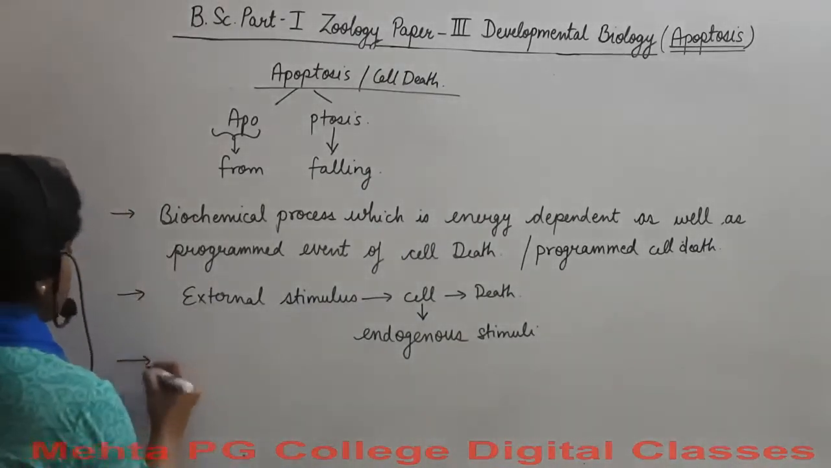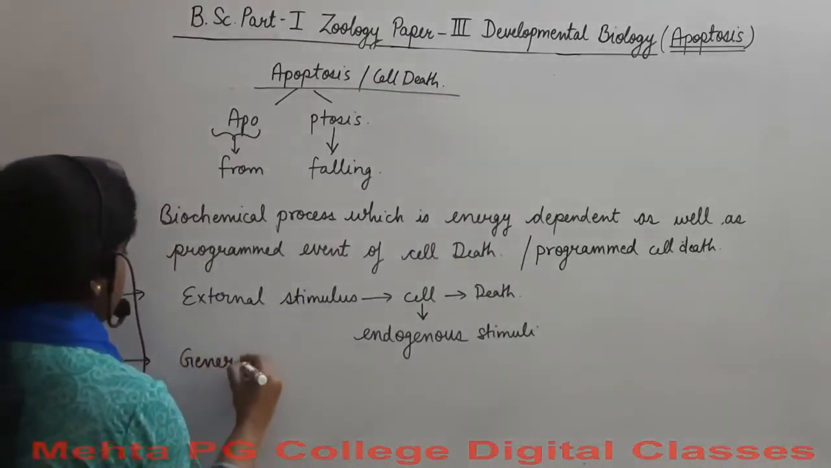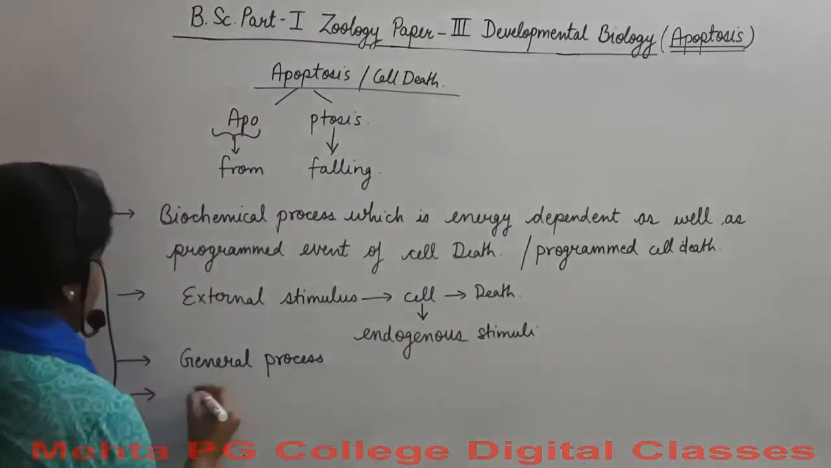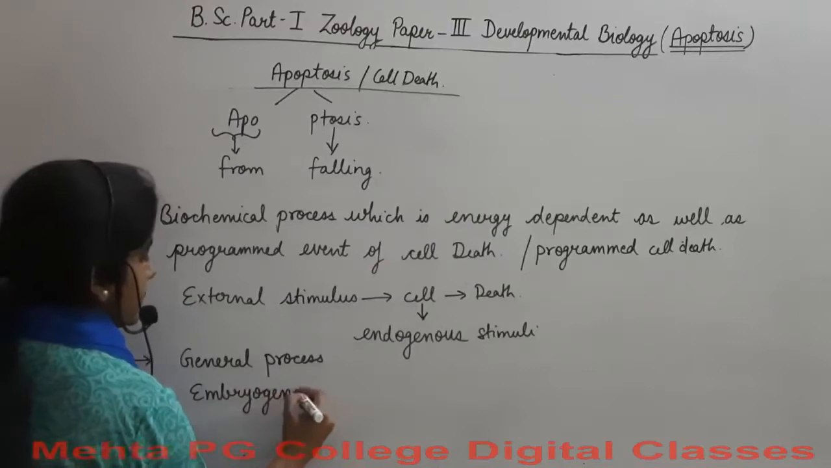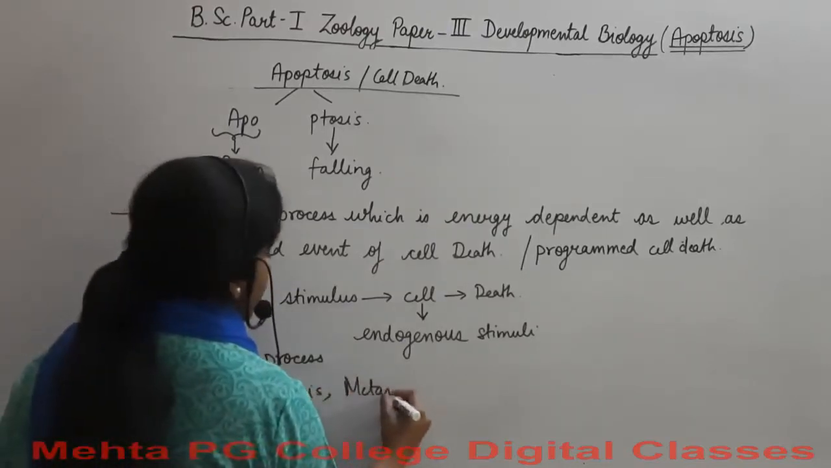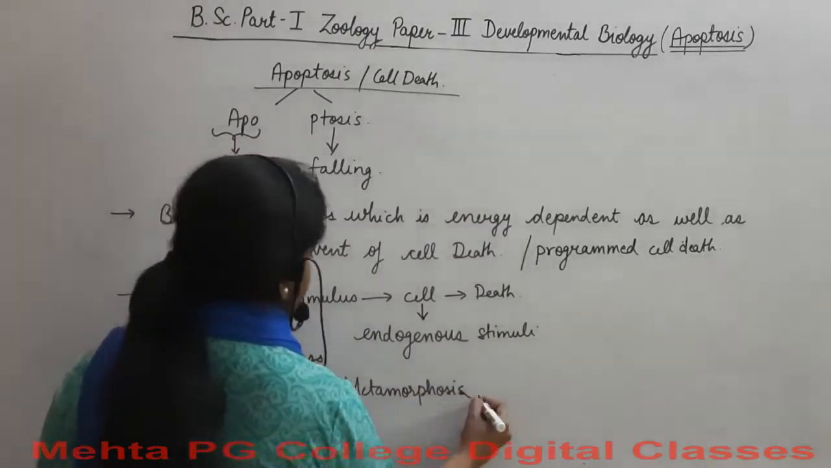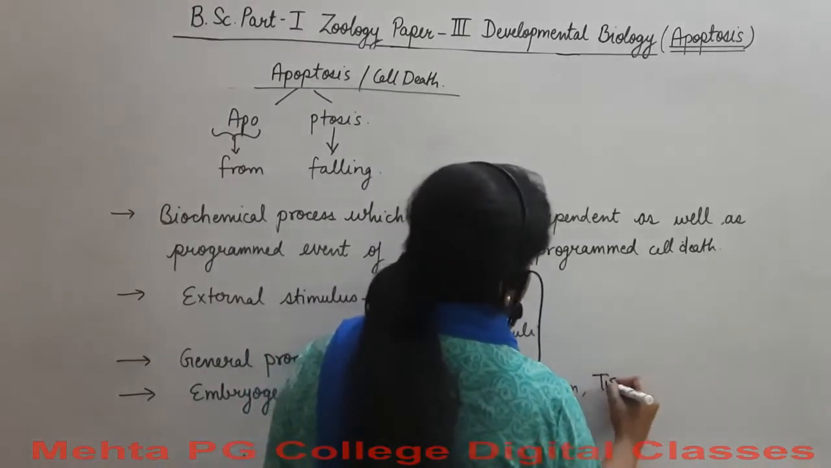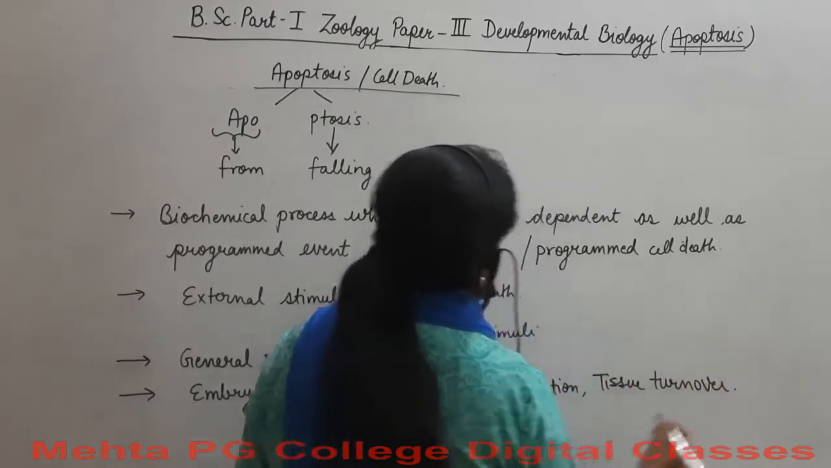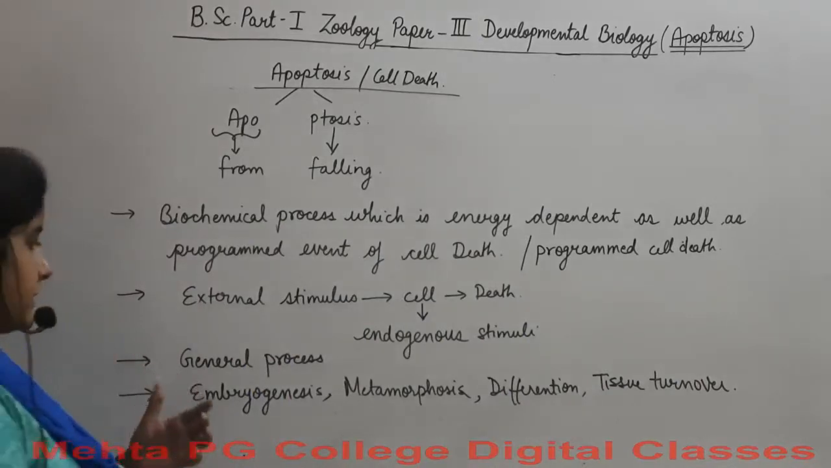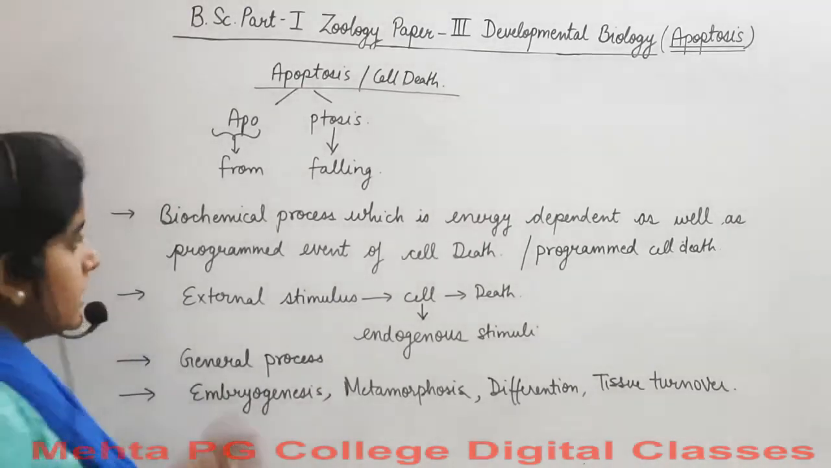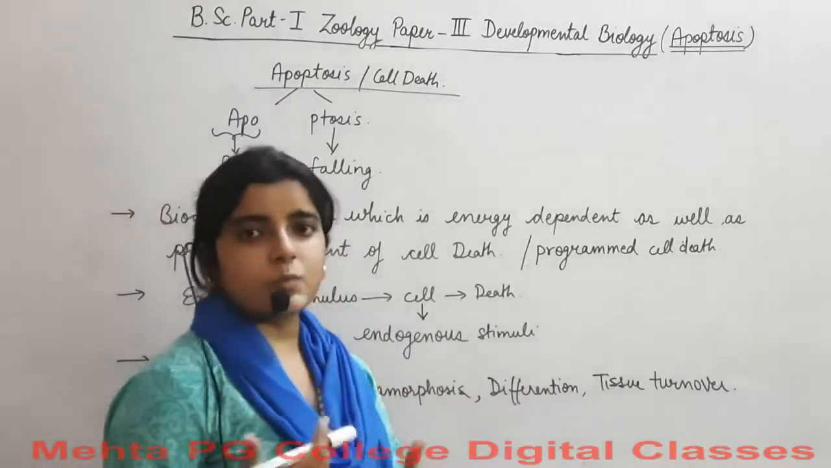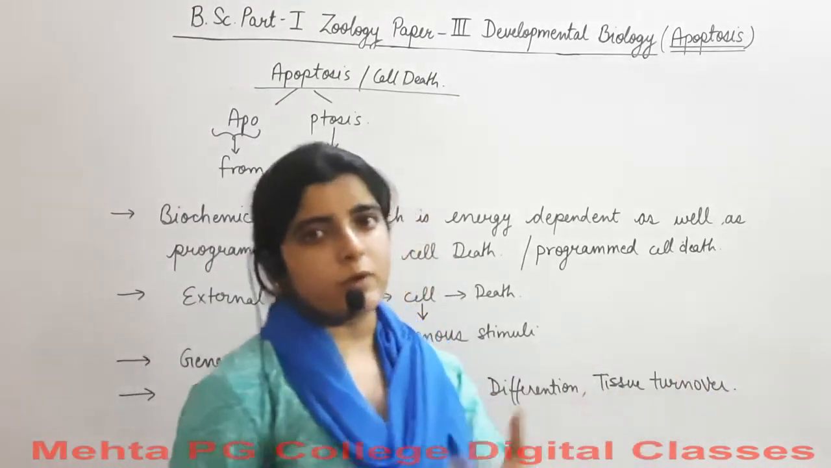Now we see that apoptosis is a general process, and it occurs in our body many times, right? So it can occur during embryogenesis, during metamorphosis, during differentiation, and during tissue turnover as well, right? So whether it is embryogenesis or embryo formation, cell death can occur. The metamorphosis process also involves cell death or apoptosis. Even the differentiation process involves cell death, and even the tissue turnover process involves cell death.